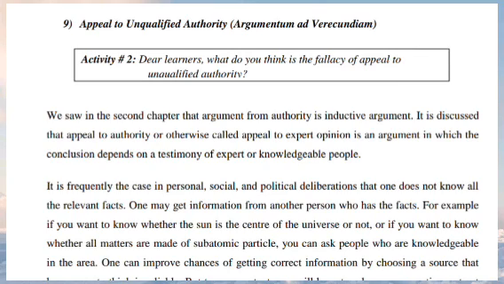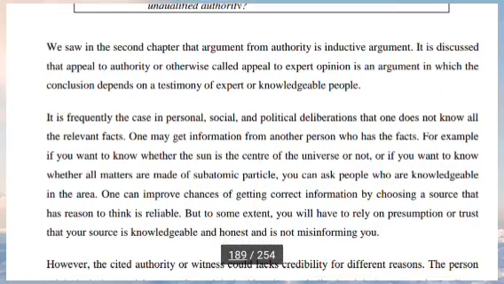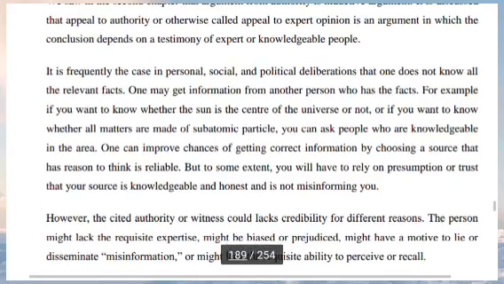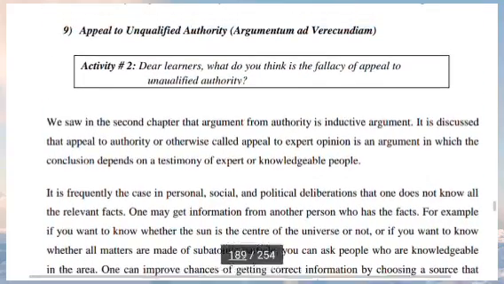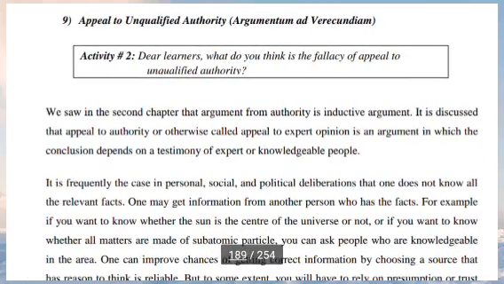So the ninth one is appeal to unqualified authority, which is under the group of fallacies of weak induction. We saw in chapter 2 that arguments from authority are inductive arguments. It's discussed that appeal to authority, or otherwise called appeal to expert opinion, is an argument in which the conclusion depends on the testimony of expert or knowledgeable people. So the appeal to unqualified authority fallacy is a variety of the argument from authority and occurs when the cited authority or witness is not trustworthy.